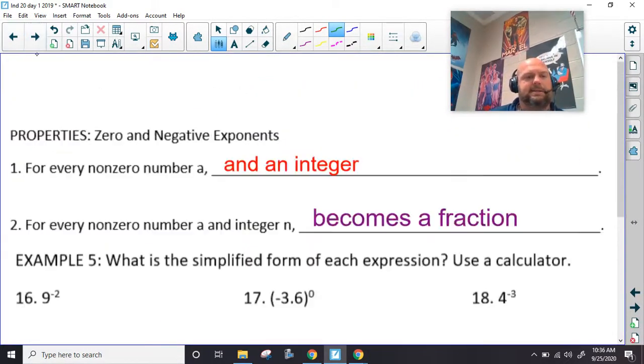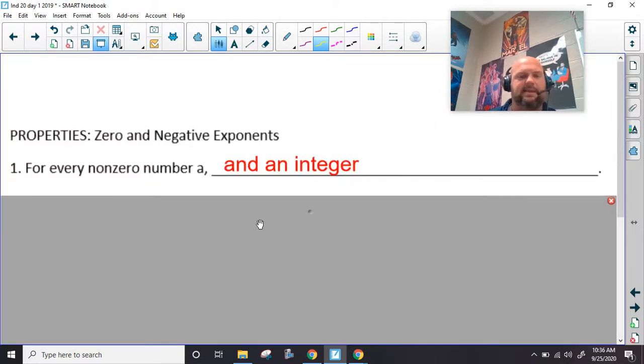I forget stuff. All right. Zero and negative exponents. I told y'all we're going to look at the negative exponents here in a little bit. Let me put the shade down so we can focus on the main thing.